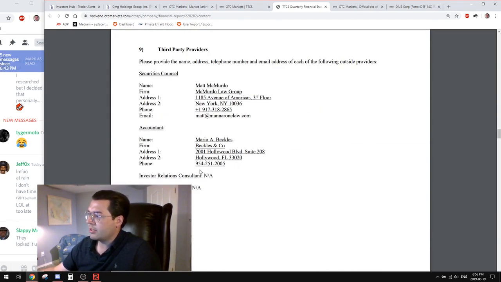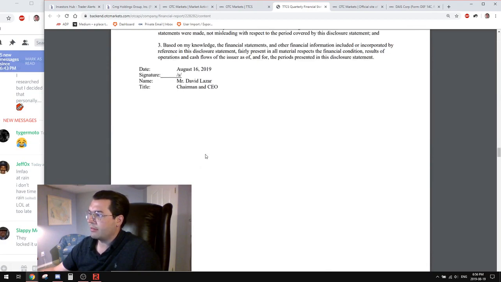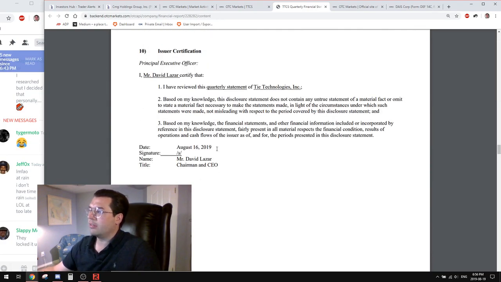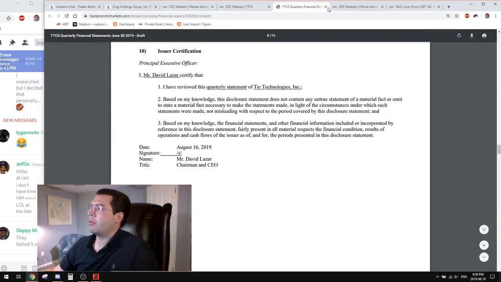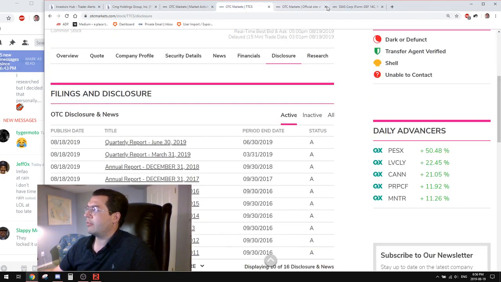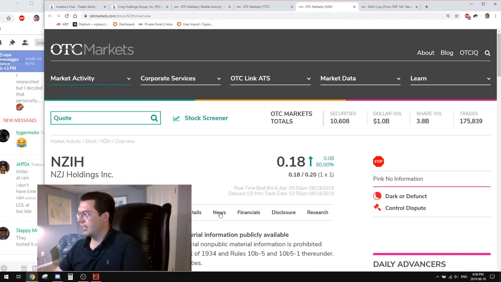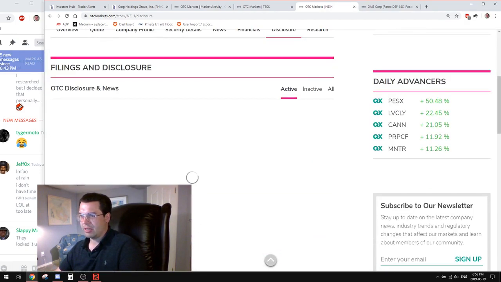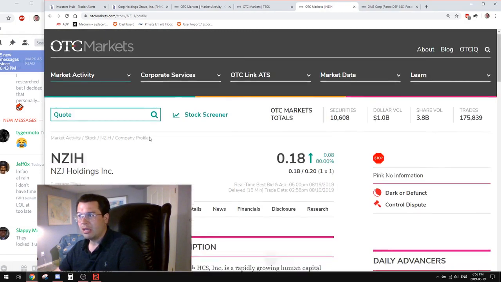You know who is? Shellman. This is a shell. It was called Thai Technologies before, and it is once again. Therefore, I don't have to. NZIH, I don't know. That control dispute is actually pretty terrifying, but maybe very interesting.